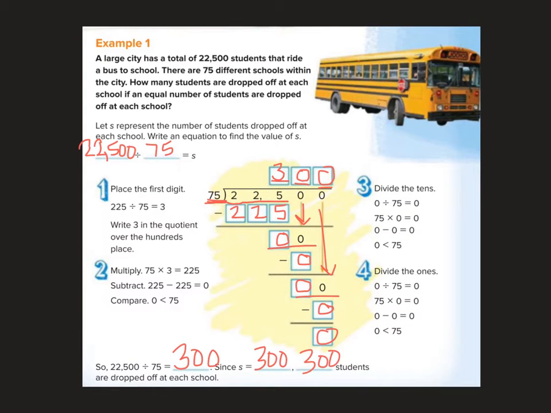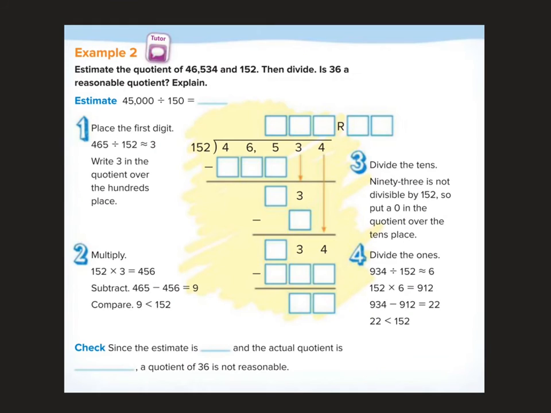All right, let's try another one. First we're going to estimate here. So we're going to say 152 is about 150. So if I say 45 divided by 15, that would be 3. Then I see what zeros can cancel each other out. So I'm left with 2 left over. So this one's going to get me an answer of about 300 again. And that tells me about where I should start. Okay, so when I'm looking at 465 divided by 152, I should start with 3.